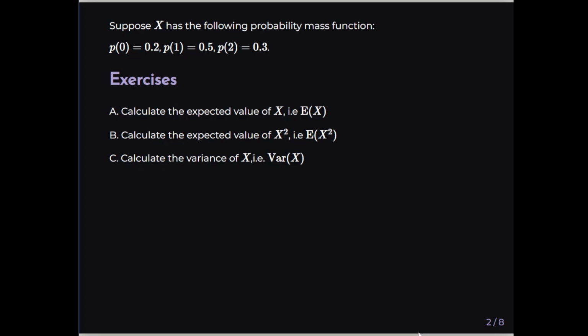Suppose x has the following probability mass function. Probability of 0 equals 0.2, probability of 1 is 0.5, and the probability of 2 is 0.3. Okay, you just notice there that there are three values and the probability of each of those three values adds up to 1. 0.2, 0.5 and 0.3 add up to 1. So there's only three possible values. Again, they are 0, 1 and 2.